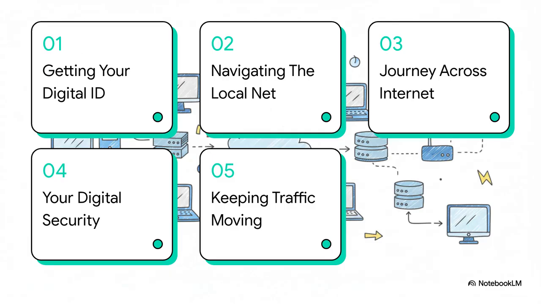So here's our game plan. We're going to follow a single piece of your data through 5 key stages. First up, we'll see how your device gets its digital identity. Then, how it finds its way around your local network. After that, it's the big journey across the internet, and we'll look at the digital security team that keeps it safe. And finally, how the whole system keeps all that traffic moving without grinding to a halt.